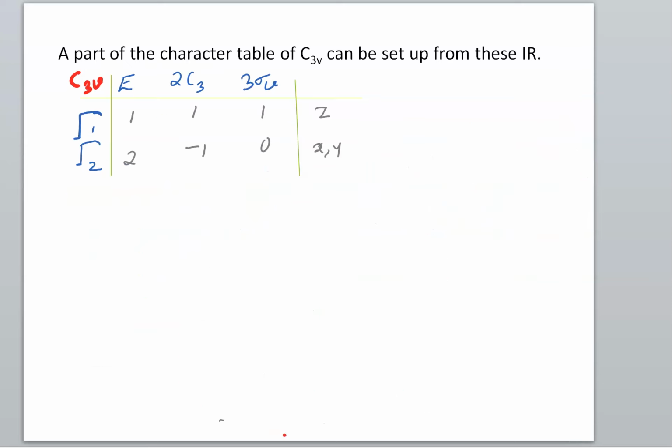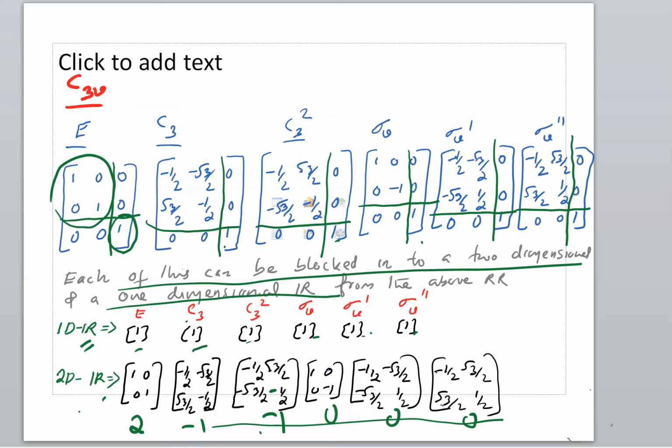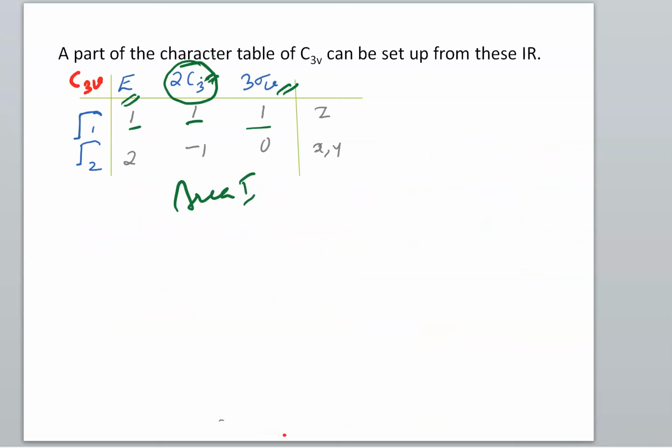For C3v, we have developed two representations. The first representation is 1, 1, 1. We are writing only the classes, not all the elements, at the top of the table. E is the first class, 2C3 is another class, and 3σv is the third class. Their characters will be the same. Characters for C3 and C3² are the same, and the 3σv are the same. We have already discussed this.